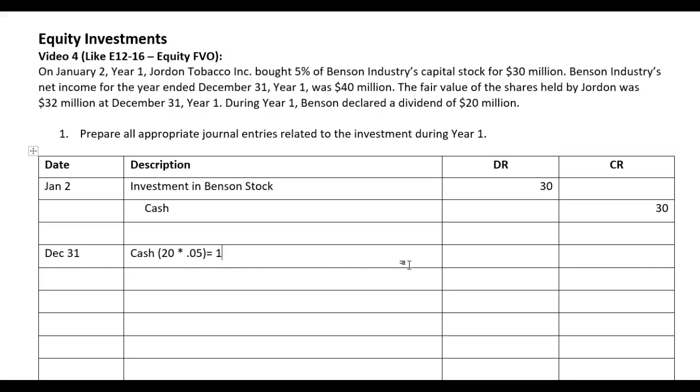So that's the amount we're going to record. 20 million times the 5% we own gives us 1. So we're going to record our 1 million in dividend. What is that? Well, it's dividend revenue. So we're going to hit dividend revenue on the position. Again, revenues are typically credit accounts, so we do have to take into account the recognition of the dividend payment that we received.